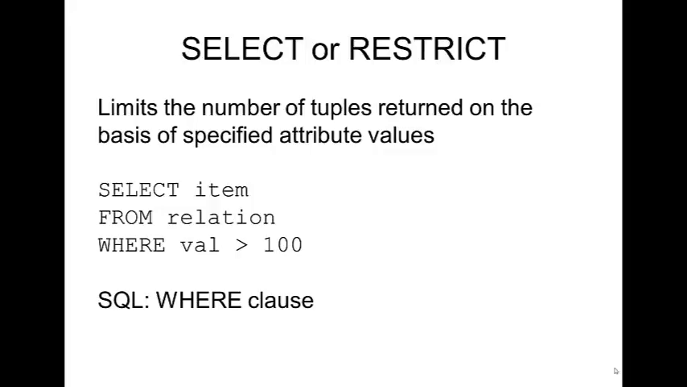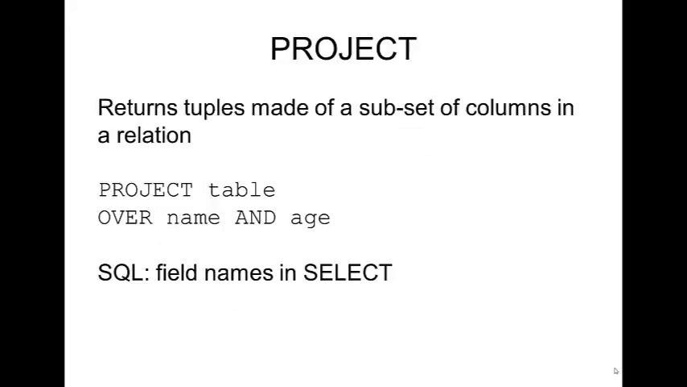Very straightforward. Project. I found an error in the notes, so I need to update the notes. I have updated the notes, I just need to upload them to the study space. I saw an error in the bit on projection yesterday. So project just does the same thing as select, but on the basis of columns rather than rows. So it returns tuples made of a subset of columns in a relation.